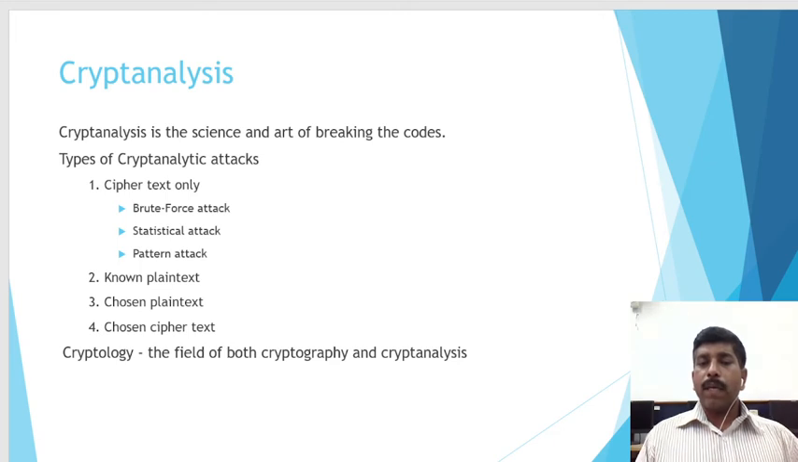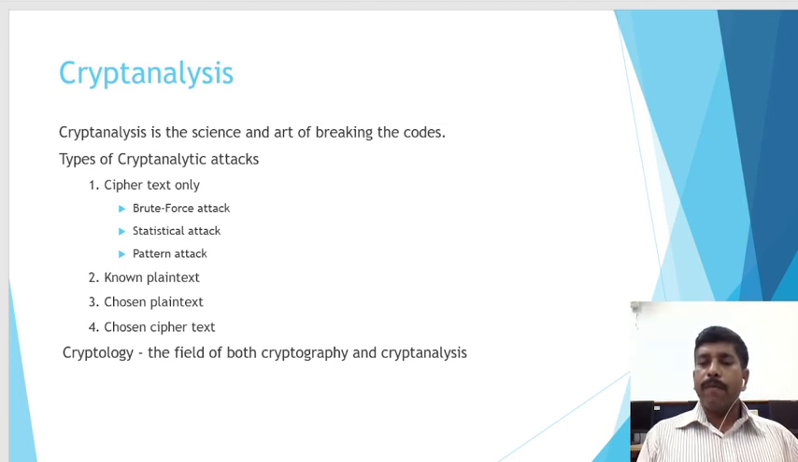In ciphertext only, a copy of the ciphertext alone is known to the cryptanalyst. The one who is going to decrypt will know only the ciphertext. Using that, he is going to decode the encrypted code. There are three different types of attacks that can be done if the ciphertext is known. One, brute force attack. Two, statistical attack. Three, pattern attack.